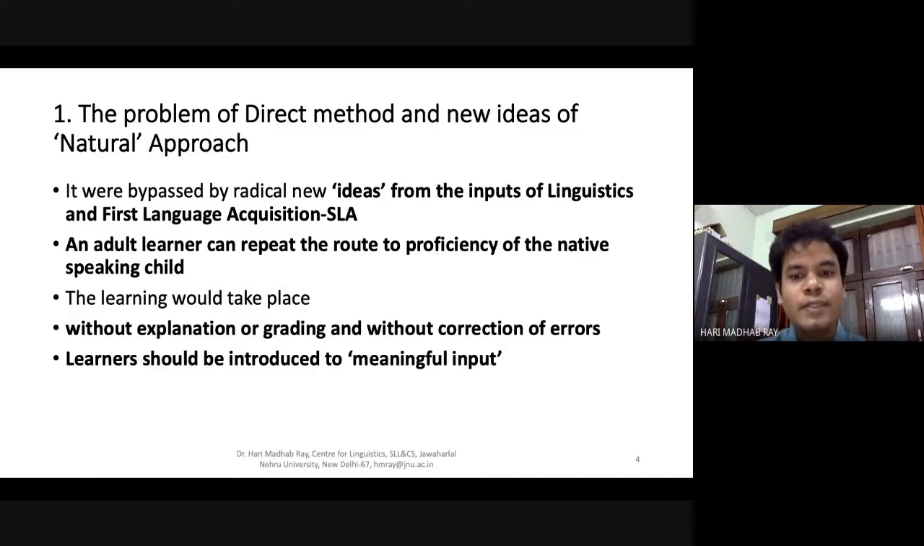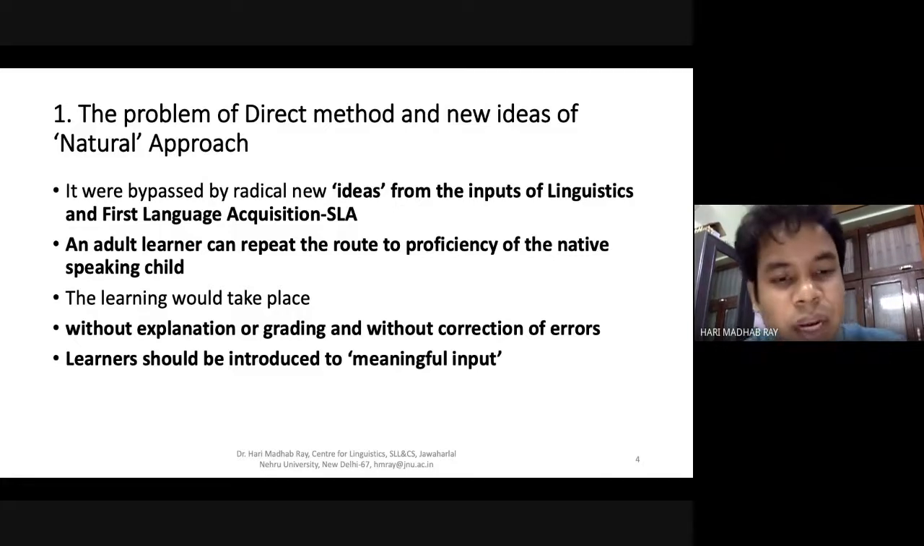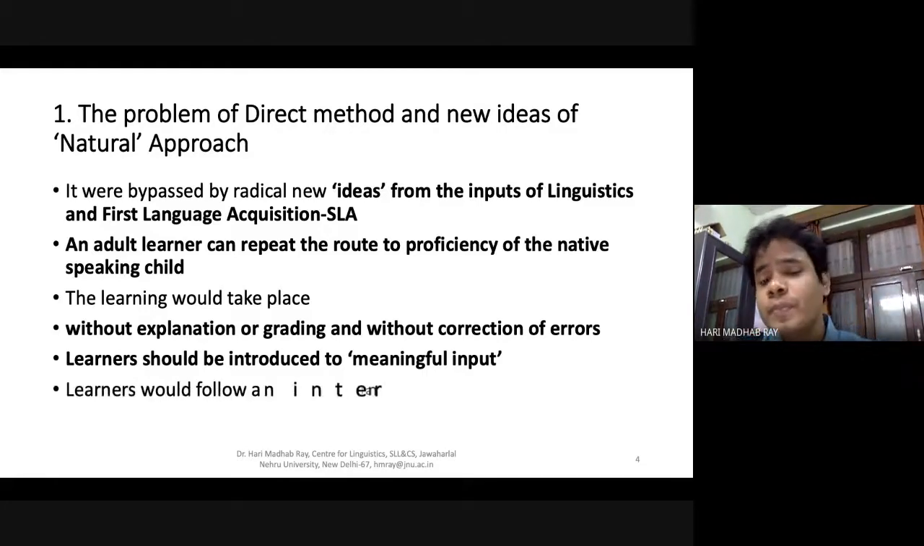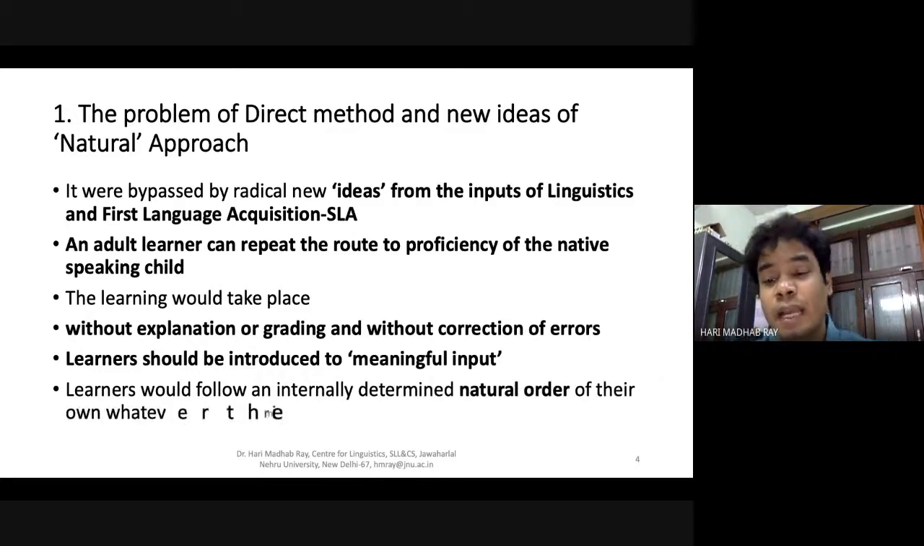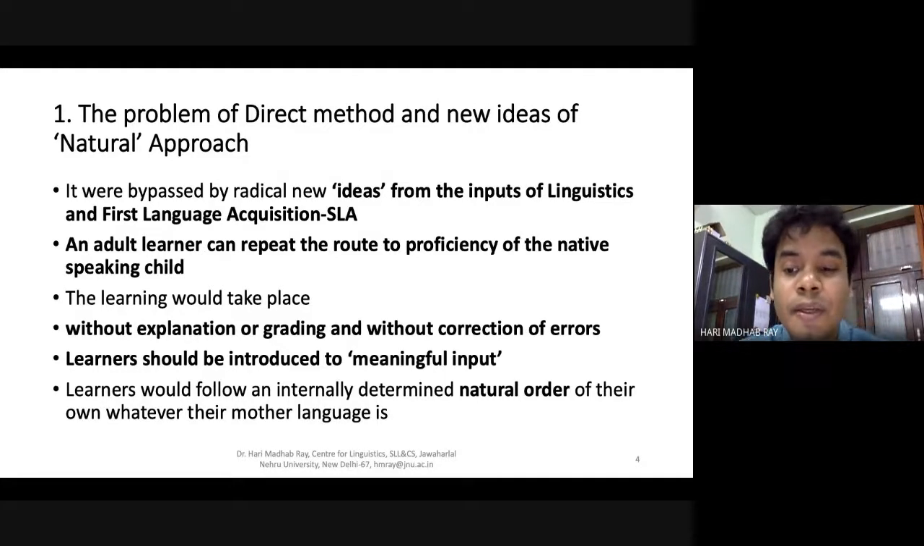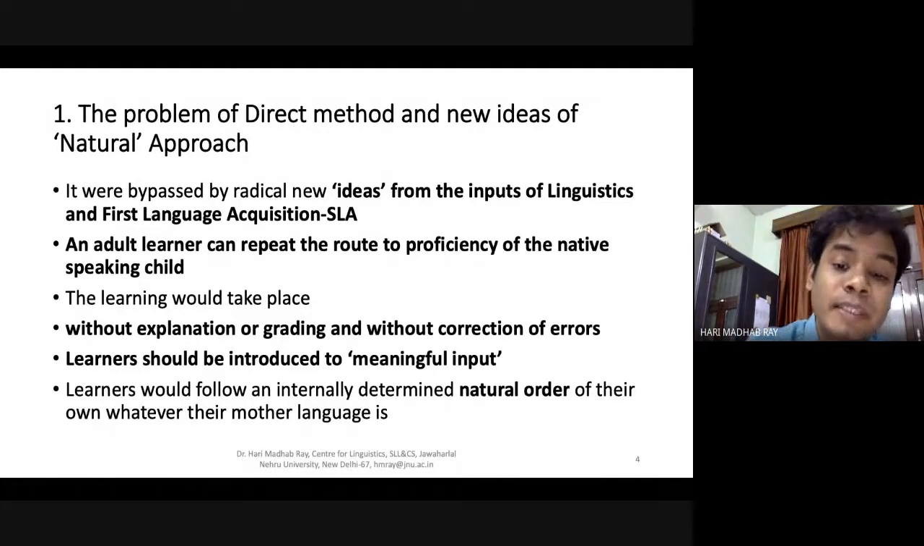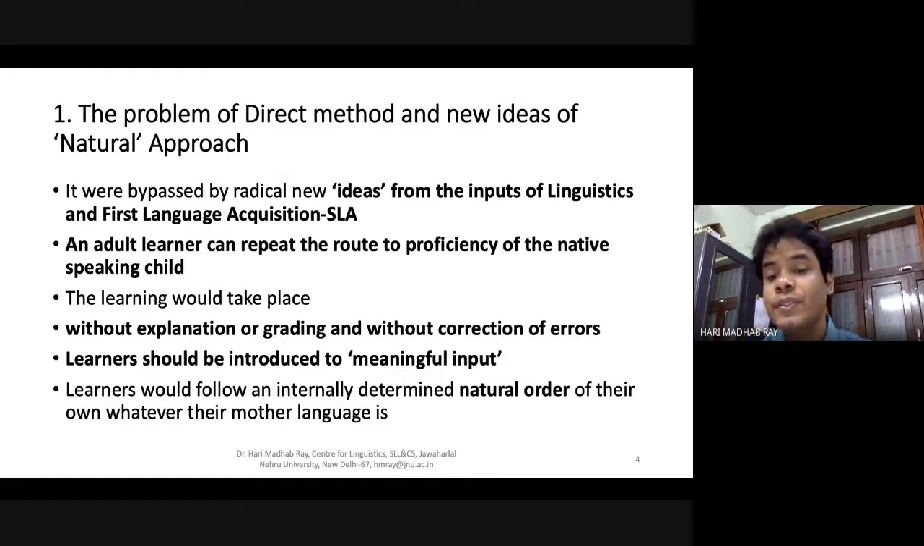So the ideas which were taken into account, even from Stephen Krashen's theory, are that learners should be introduced to meaningful input. So comprehensible input, if you remember. And also remember the natural order hypothesis. Learners would follow an internally determined natural order of their own, whichever their mother language is. So I already discussed that natural order hypothesis when I was talking about Stephen Krashen's. Okay, so these are some of the things.